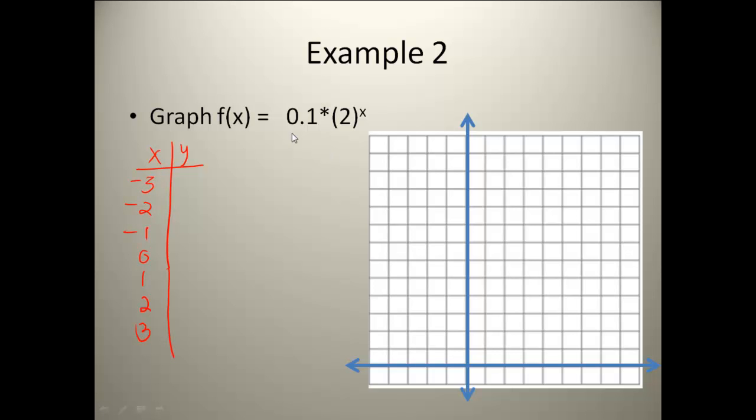Now, one thing you have to be careful with is the 0.1 is not attached to the exponent. So when you're plugging these in, you have to do 2 to the negative third first, and then multiply that by 0.1. So I would have 0.1 times 2 to the negative third. Well, 2 to the negative third, since it is a negative exponent, I have to do 1 over 2 to the third. So I have 0.1 times 1/8. And when I do that out, I'm going to get 0.0125. Then I'm going to do the same thing with the negative 2. I'm going to plug that in and then do the same thing with all the rest.